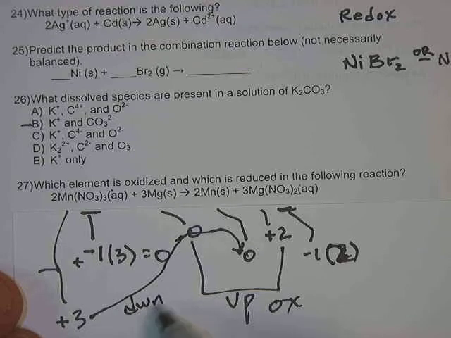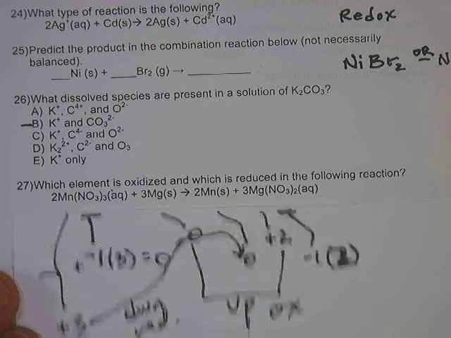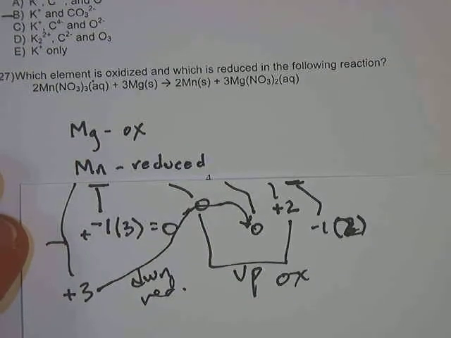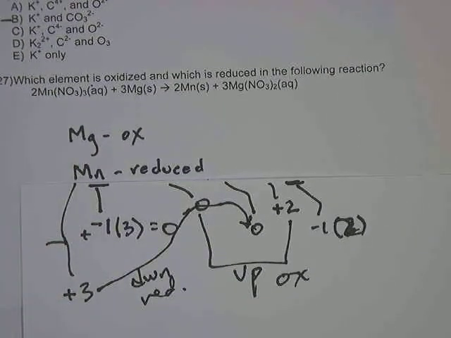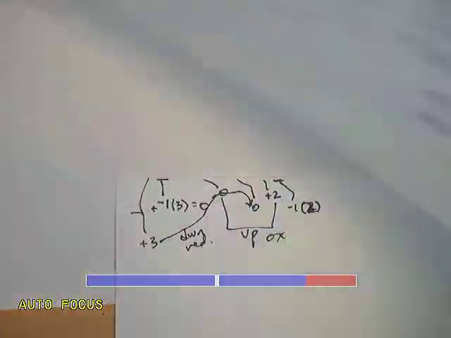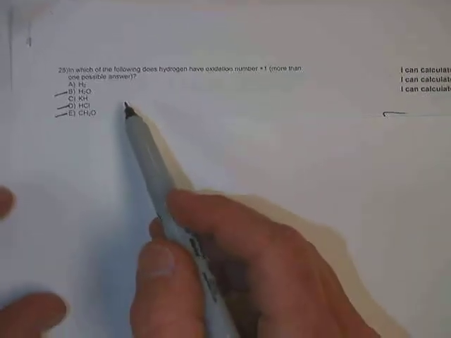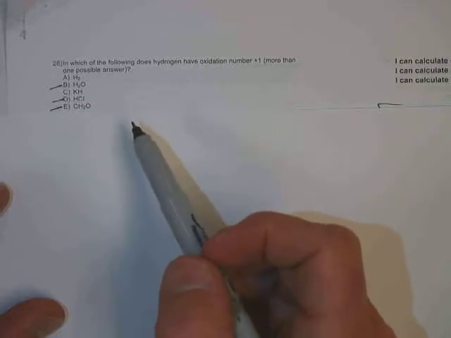So look at what changed. Magnesium went from 0 to +2. It went up, and therefore it's oxidized. Manganese went from +3 to 0, so that went down in charge, and down is reduced. So I can see that my magnesium is my oxidized species, and manganese is my reduced species.